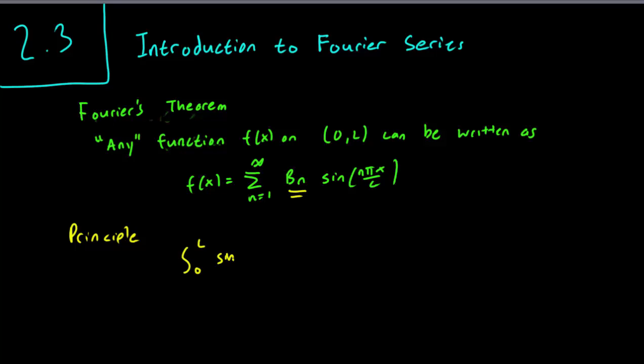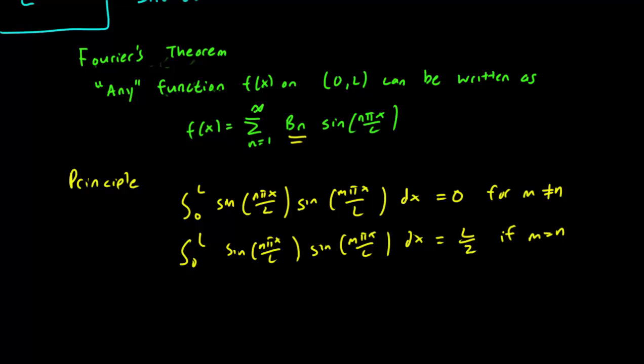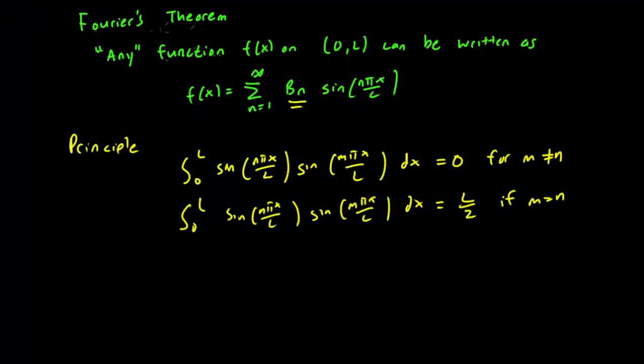If you integrate two different sine terms of that form, sine(n pi x over L) and sine(m pi x over L), this is always going to be equal to 0 for m not equal to n, and this term, sine(n pi x over L) times sine(m pi x over L), is going to be L over 2 if m and n are equal. Using this principle of integration, and again this just comes from a rather basic trig identity, we can write down our Fourier series f(x) equals the sum from n equals 1 to infinity of bn sine(n pi x over L).